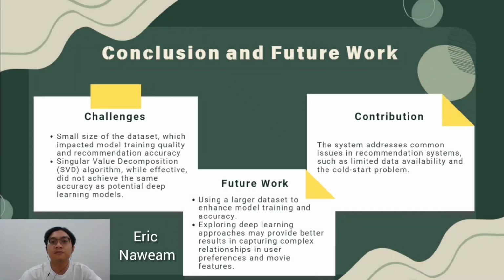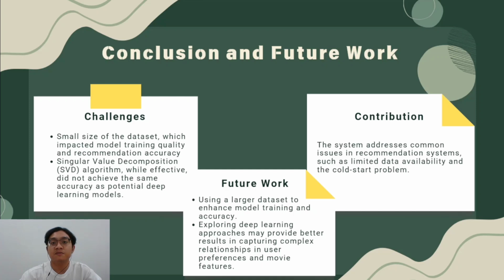So, in conclusion, we have successfully implemented collaborative filtering and also content-based filtering approach in our movie recommendation system. But during the implementation, we have faced a few challenges. The first challenge is the small size of the dataset, which will impact the model training quality and also recommendation accuracy. The second challenge that we faced is the singular value decomposition SVD algorithm. While this algorithm is effective, it did not achieve the same accuracy as the potential deep learning models.